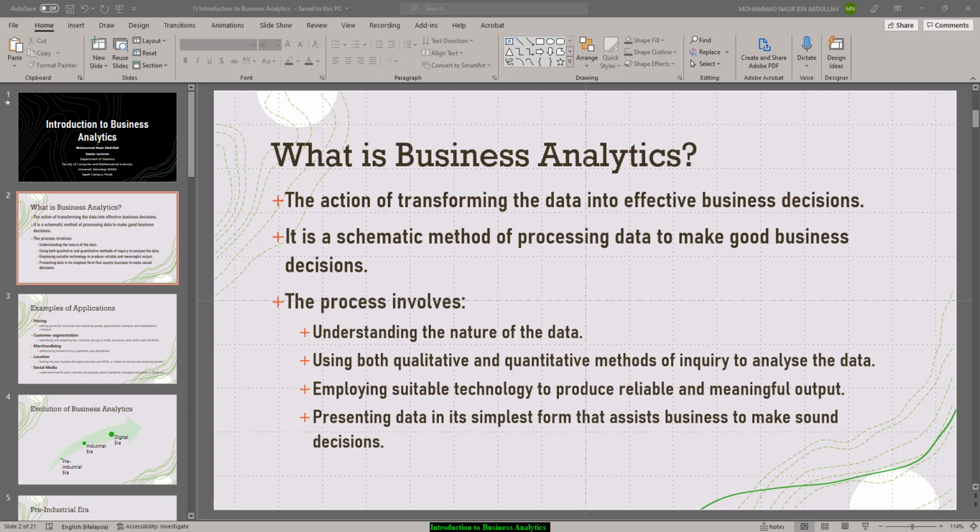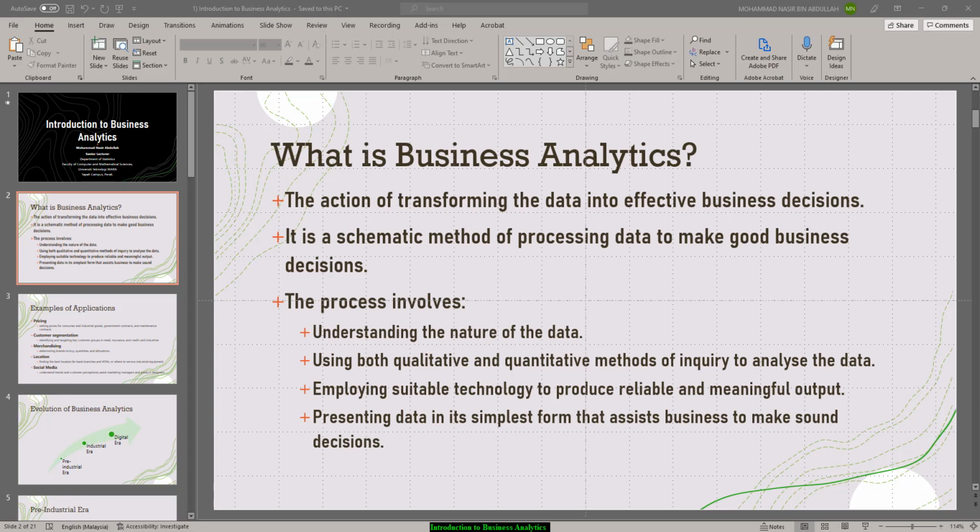So the process of business analytics also involves employing suitable technology to produce reliable and meaningful output. It means that we need to utilize all the technology available. If you want to record data, how are we going to record it? We record data using a database, right? A data warehouse, where we put the data, and then we need a very good machine, a computer, to analyze the data, right? And so on.